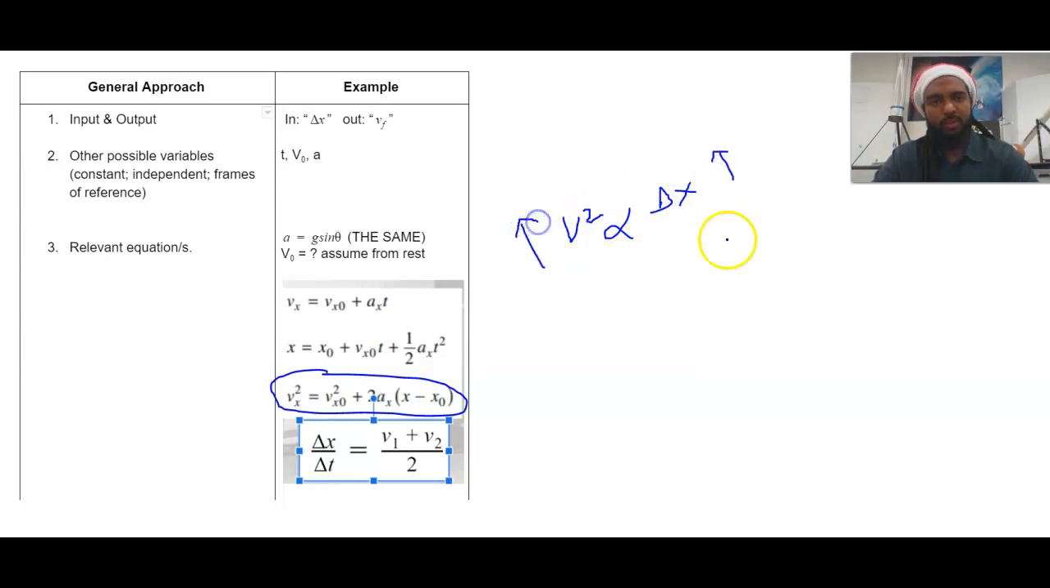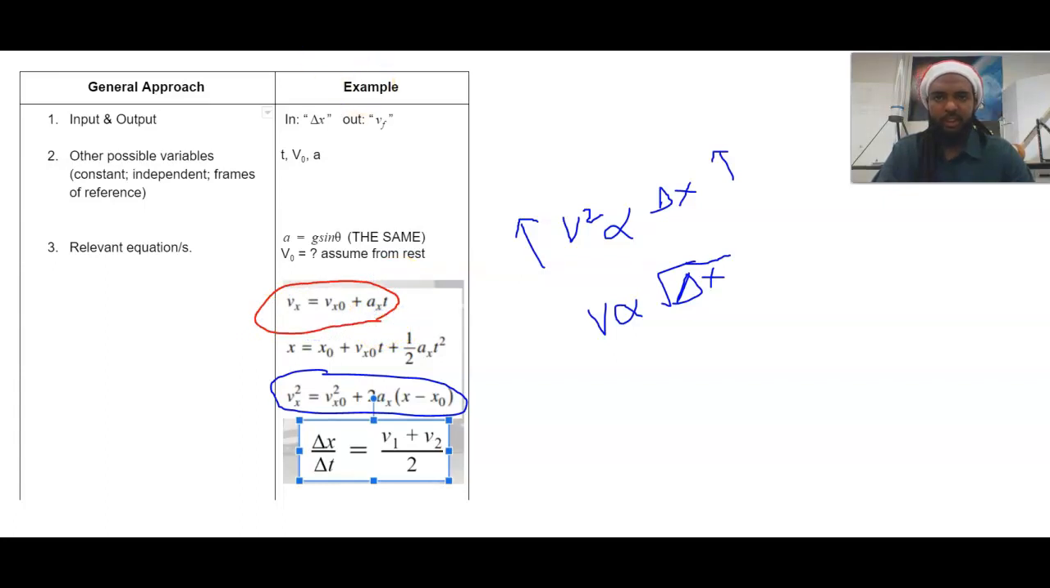Well, this is interesting. This is a little different to the one before. Now, our output squared is related to our input. So if we wanted to make V the subject there, we'd have to square root both sides. V is proportional to the square root of delta X. And what that means is that we'd have to multiply delta X by 4 in order to get our final V to double.